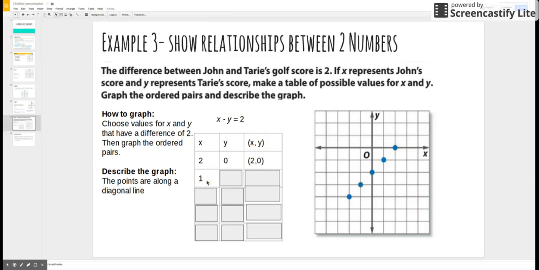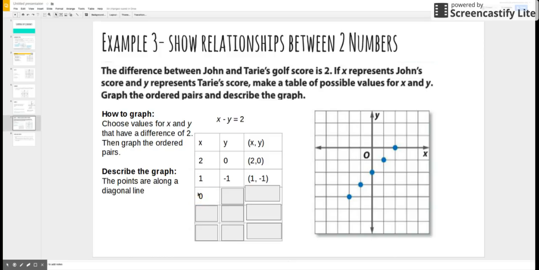Now let's choose 1 for x. So 1 minus y is going to get me 2. What's going to make me have a difference of 2? Okay, well, 1 minus 2 gets me negative 1. So my ordered pair would then be 1, negative 1. You can even plug it in. 1 minus negative 1 gets me 2. All right, let's move on.